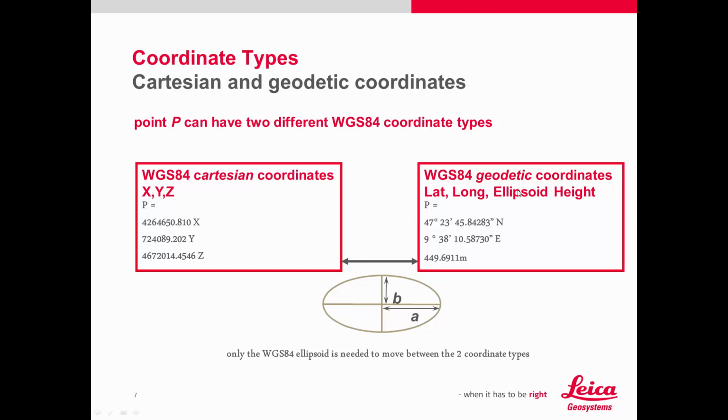On the other side, we have the geodetic coordinates, which are latitude, longitude, and ellipsoidal height. It comes as degrees, minutes, and seconds. N indicates we are in the northern hemisphere, and east indicates we are working on the east side of the Greenwich Meridian. To convert from Cartesian to geodetic, or from geodetic to Cartesian, we need to know the ellipsoid. In this case, we are working with WGS84, so we need to know the parameters of the WGS84 ellipsoid.